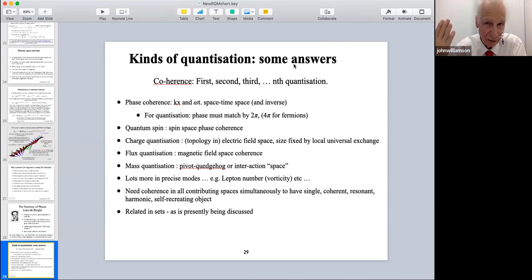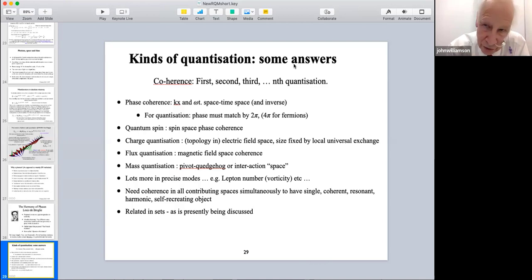So one wavelength, two wavelengths, two half wavelengths, half a wavelength bounces back to produce a full wavelength in a quantum well. This is the first kind of quantization. Now, what about spin? Spin is a spin space phase coherence. The thing is spinning in spin space, and you have to have phase coherence in that. This doesn't necessarily match with the space-space coherence, because you can have things that go around twice, as in a fermion. So you have a space space, and you have a spin space coherence.